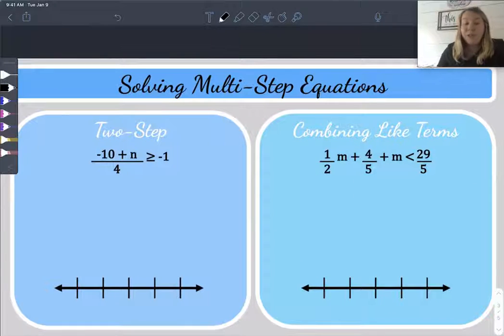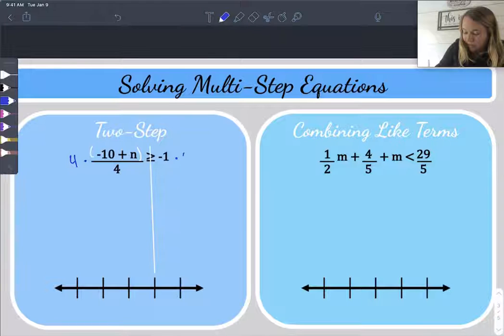So in the first one, we have a 2-step. So what I'm going to do is I'm actually going to start off just by drawing my line down the middle. I have -10 plus n all divided by 4. So this is an example of grouping symbols. The -10 and the n are both being divided by 4, so we cannot separate them until the division of 4 is gone. So to remove the division of 4, we can actually multiply by 4 on both sides.